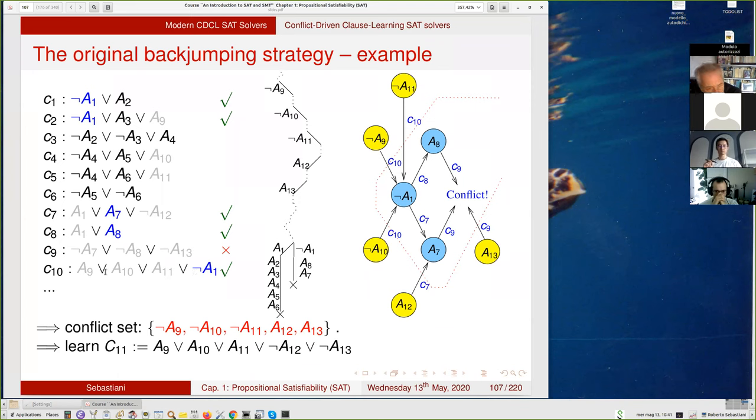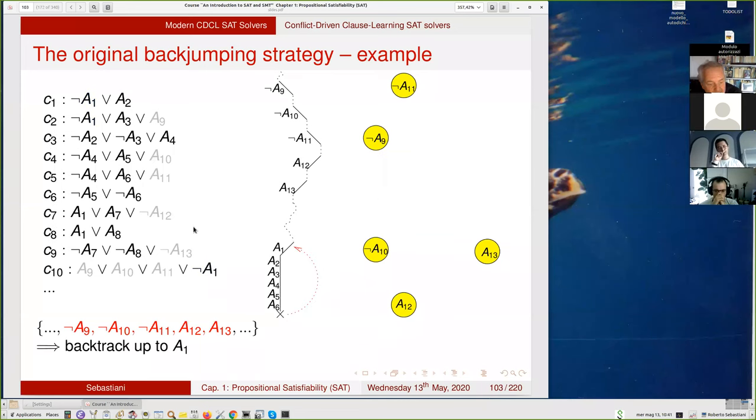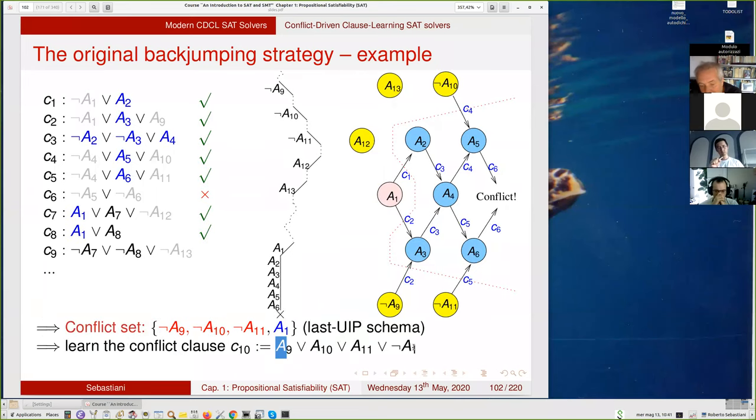This says substantially, okay, what does this clause say? This says that once you have assigned A9 to false, A10 to false, and A11 to false, you cannot assign A1 to true. You must assign it to false. So it was wrong, after you have assigned this, this, and this, to assign A1 to true. And this says, if you assign A9, A10, and A11 to false, you must assign A1 to false. So this fails. Otherwise, you fail.